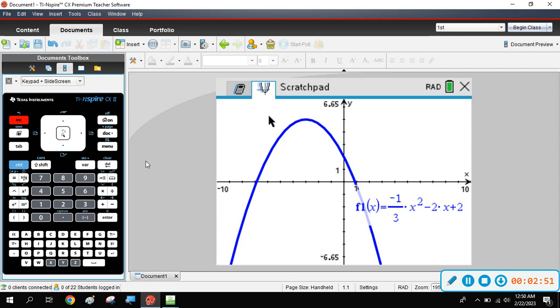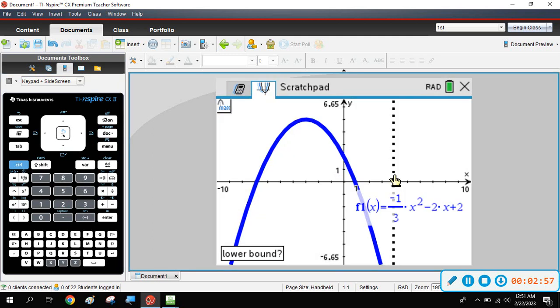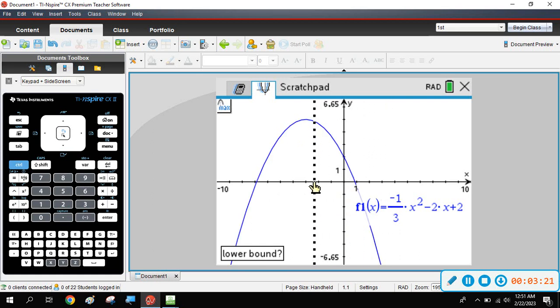So in this case, we know the vertex is a maximum, so I'm going to press menu, go to analyze graph, and pick maximum. Now, notice what the calculator is asking me. It's going to ask me for a lower bound and an upper bound. These are the boundaries inside which you're telling the calculator to look for the maximum. The lower bound needs to be to the left of the vertex, and the upper bound needs to be to the right of the vertex. When it's asking me for the lower bound, I need to drag that line over to the left of that vertex, that maximum point. Then you can click on it.